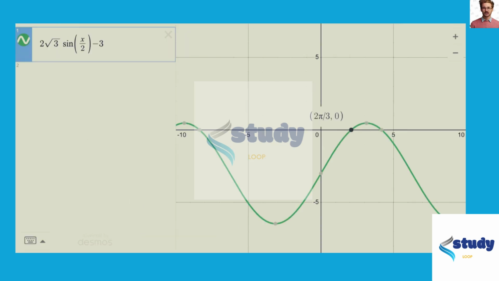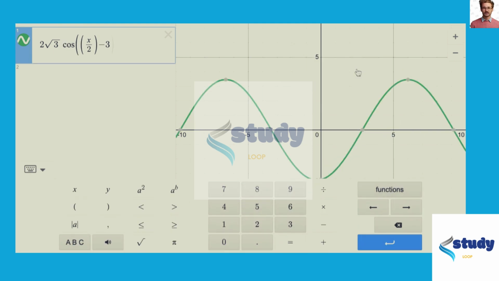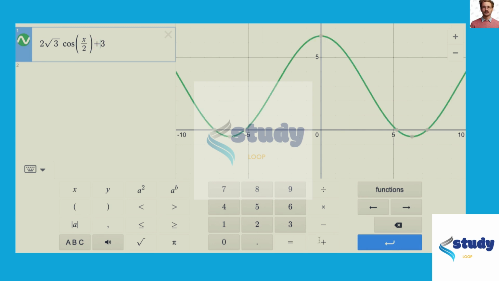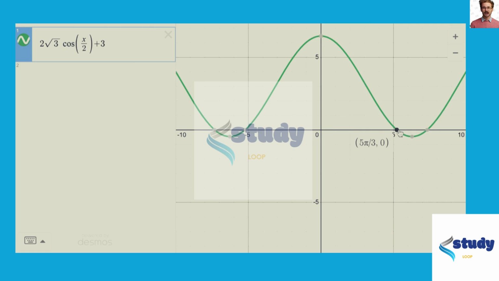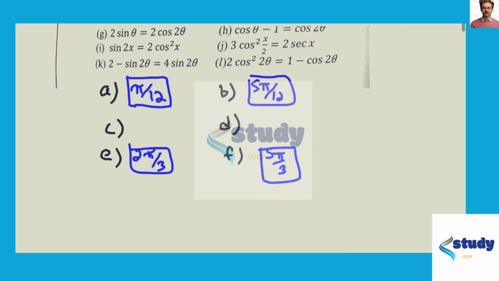F is 2 square root 3 times the cosine of x over 2, and then we would add 3 so that we're equal to 0, 5 pi over 3. Now I'll do I and J.